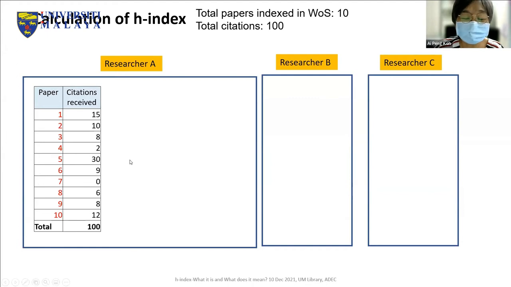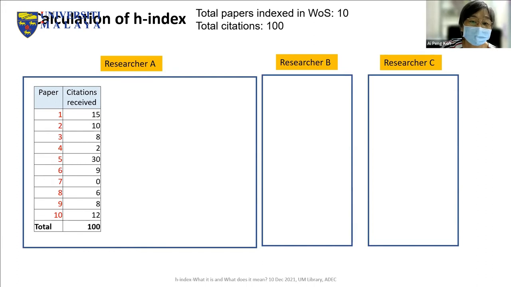It cannot be 10. You have to know if the total citation is 100, what is the possible number? Just now, there was one of the questions that I asked in the fun quiz. Total papers 10, total citations 100. What is the possible number? Any number from 1 to 10. Okay, it's the correct answer. But if you look at the chart given by me, it won't be 10. Okay, 10 is too big. It cannot be 10. Definitely smaller than 10.